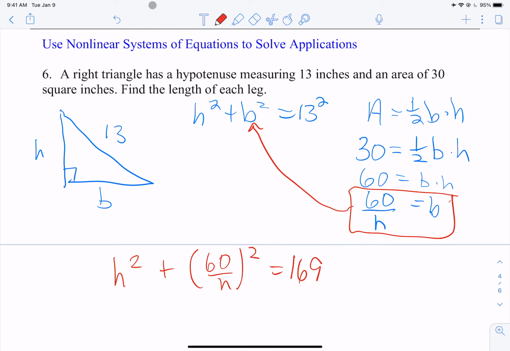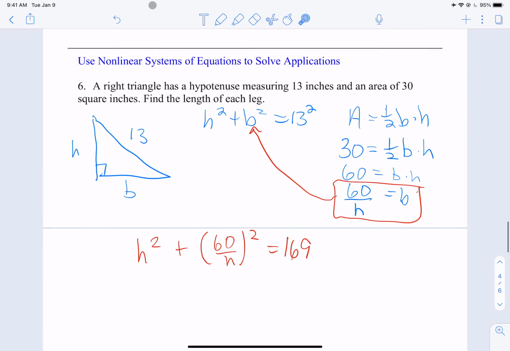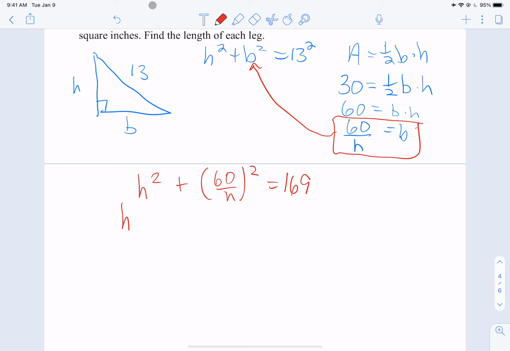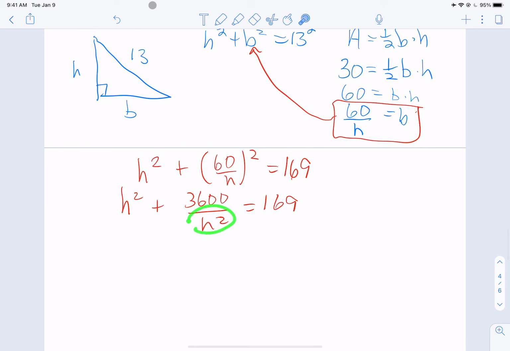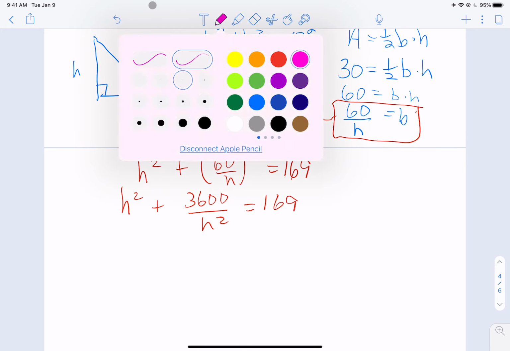Now, let's fix this fraction because it's not the way we need it right now. So we get H squared plus 3600 over H squared equals 169. Now, what can we do? Well, H can't equal 0 because it's in the denominator here. But there's no way we want it to be 0 because we want it to have a height. We want it to be a triangle. So that's not going to be an issue.